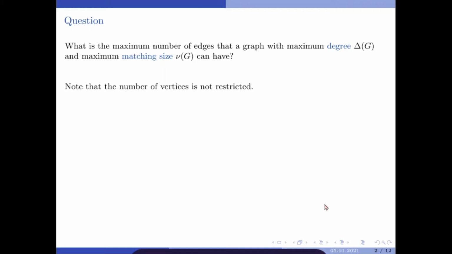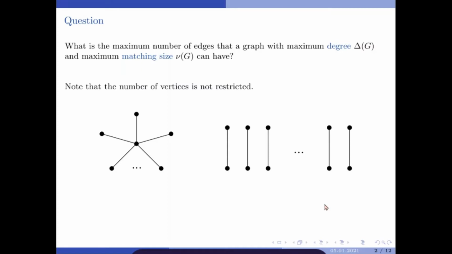So this means, for instance, that if I only bound the matching number and not the degree, I could have as many edges as I want, because I could have a star that has matching number 1, and I can add as many leaves as I want. And if I do the opposite thing, then I could also have as many edges as I want, because here the degree is bounded. I have all the vertices with degree 1, but if the matching size is not bounded, then I can have as many edges as we want. So this is why we're bounding these two parameters together.